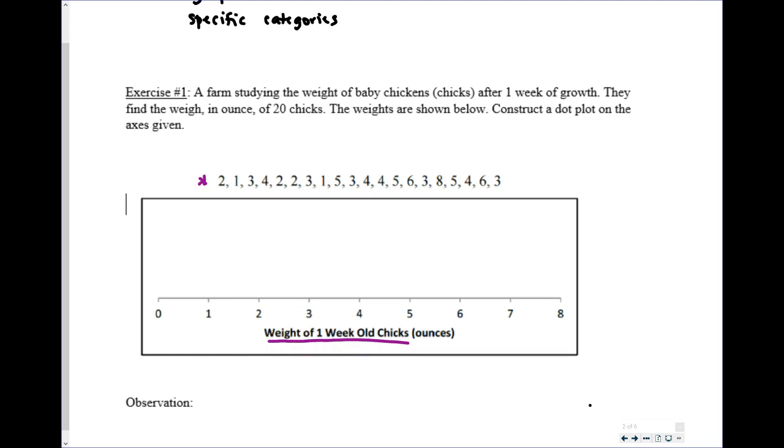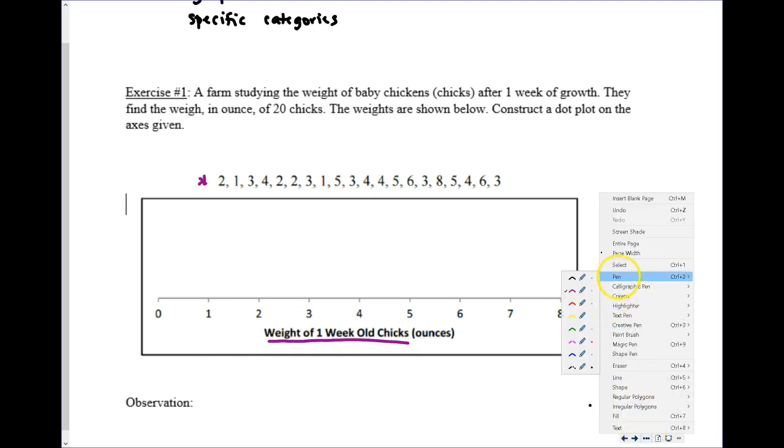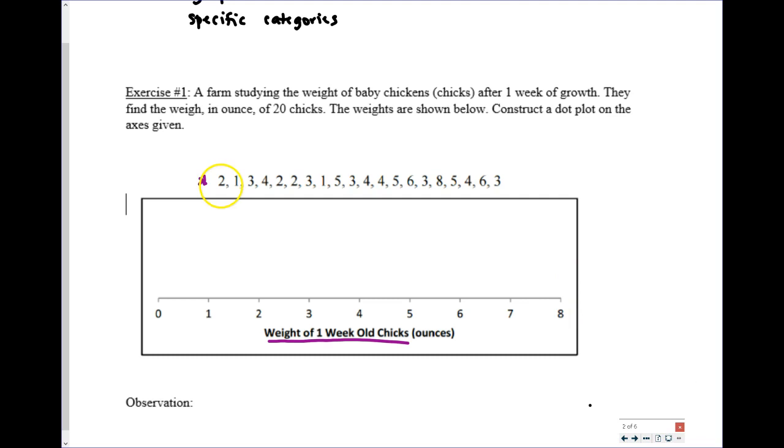To make a dot plot, you're going to take each number. The first number here is 2, so I'm going to make a little X or a dot at 2. I prefer X's, but you can also make it like this. You're going to see it both ways in the learning target. So dots or X's, doesn't matter. I'll do dots right here. And then I cross off the number to make sure I know I've plotted it.